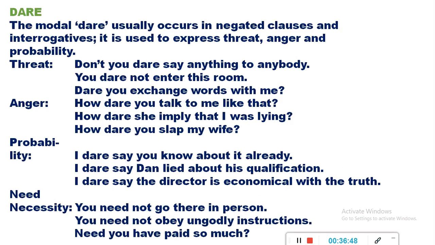Let's look at dare, another modal verb or semi-modal, if you want to regard it in that way. The modal dare usually occurs in negated clauses and interrogatives. It is used to express threat, anger, and probability. Let's look at how it can be used to express threat.